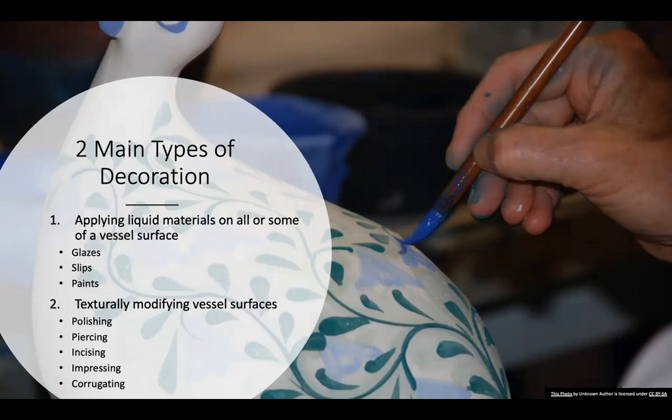In general, there are two types of decorations. On one hand, you can apply liquid materials to pots. You can apply liquid materials on all or some of a vessel surface using glazes, slips, or paints. On the other hand, you can physically and texturally modify the vessel surface using polishing techniques or piercing, incising, impressing, or corrugating. Some of these decorating techniques do again interconnect with the technology and the function of ceramics.